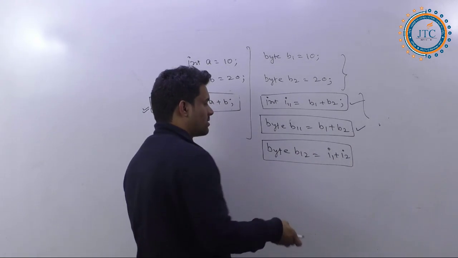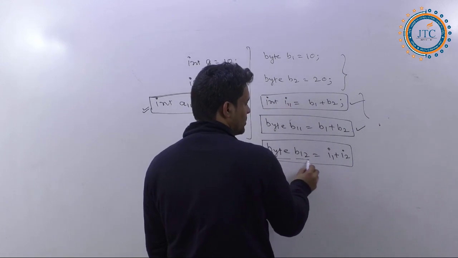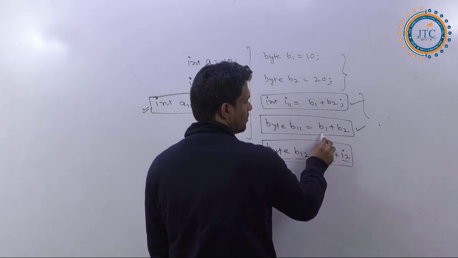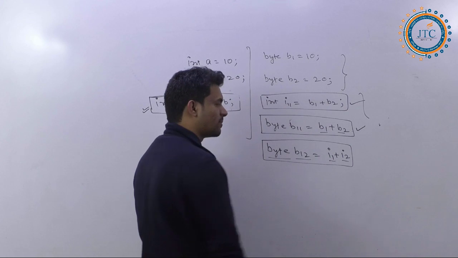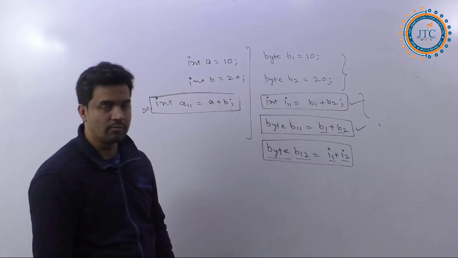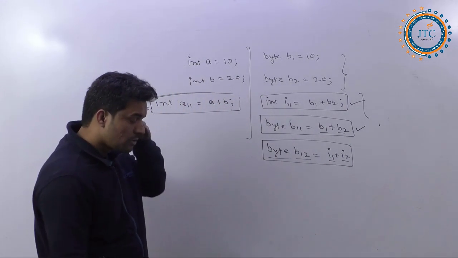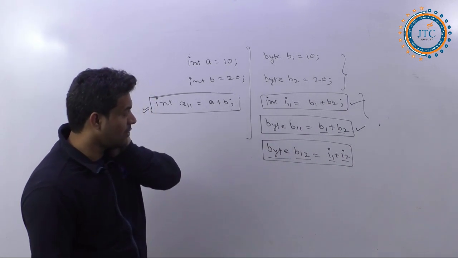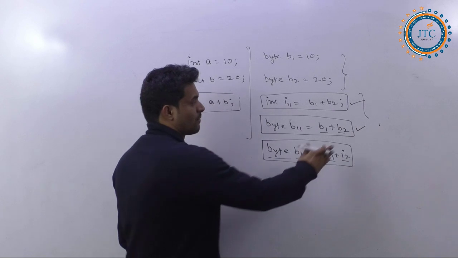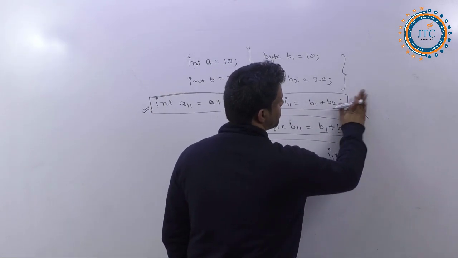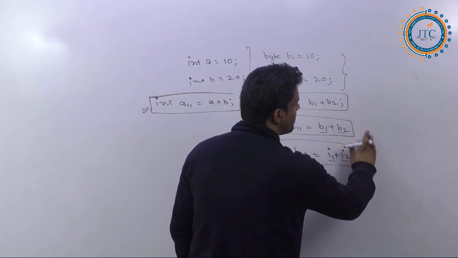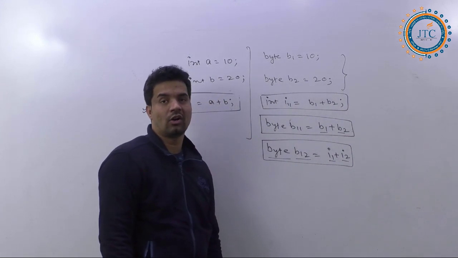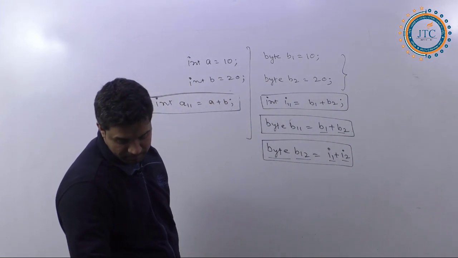So whenever I am writing all these different forms, like byte b12 is equal to i1 plus i2, and b1 plus b2, out of these three, which one can we write and which one can we not write? Can you please tell me?